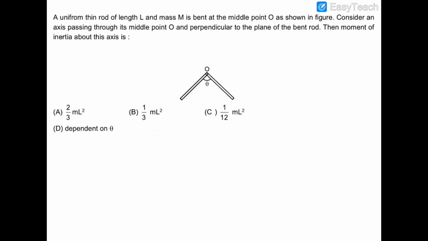In this question, you can see that there is a rod of total length L. So this is a single rod of total length L and it is being bent from its midpoint. The total mass of this rod is M and the total length is L, and it is being bent from this point, and this angle is theta.